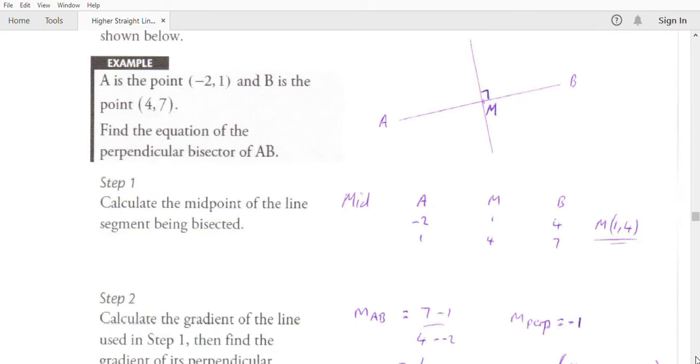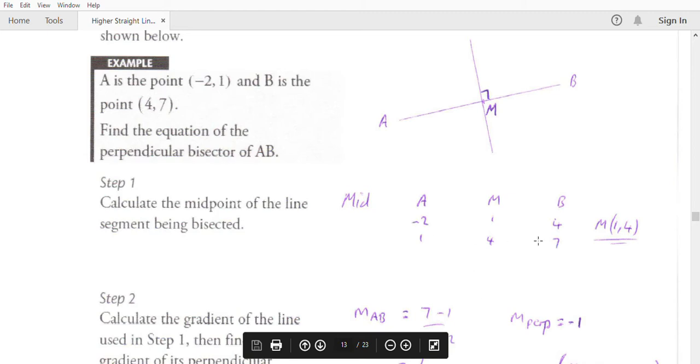So A and B are these points. Find the equation of the perpendicular bisector of the line AB. So first of all, let's find the midpoint of AB. So A is at -2, 1, B is at 4, 7. So the x-coordinate of point M, the midpoint, would be halfway between -2 and 4, which is 1. The y-coordinate of the midpoint is halfway between 1 and 7, which is 4, so M will be the point 1, 4.